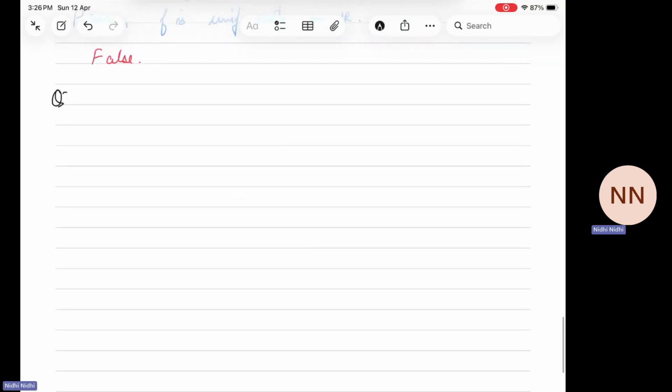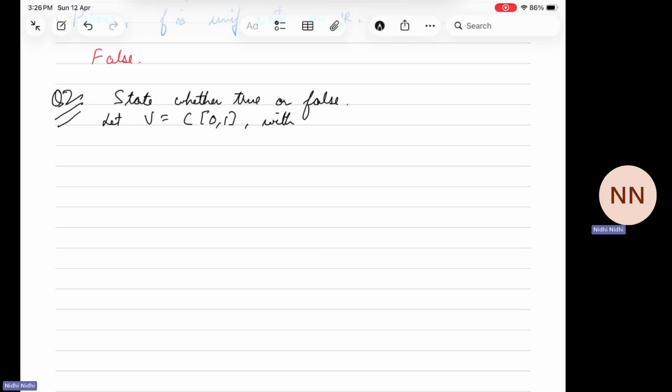Question number 2. State whether true or false. Let V be the vector space that contains all continuous functions defined from closed interval 0 to 1 with the usual sup norm.